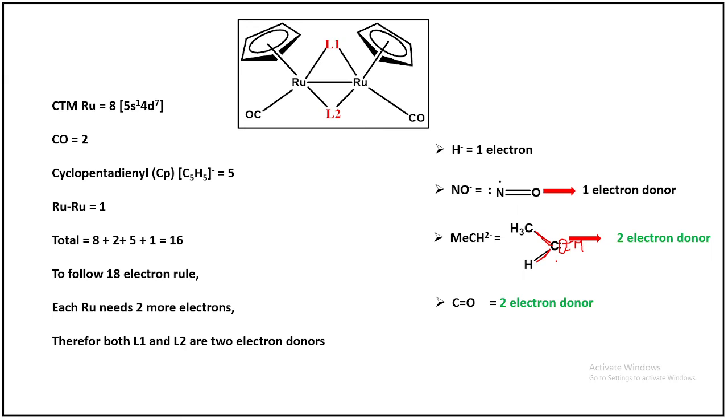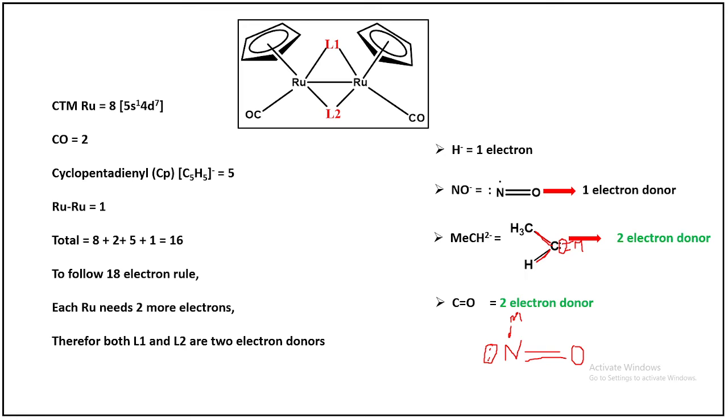Like NO plus is a bent structure and it acts as a 3 electron donor. I will write maybe NO plus. This is NO, right? Okay. NO plus means this electron is already given. This electron is already given to metal like that. Okay, NO plus means this 2 electron also it can donate and it will act as a 3 electron donor. That is a different case.